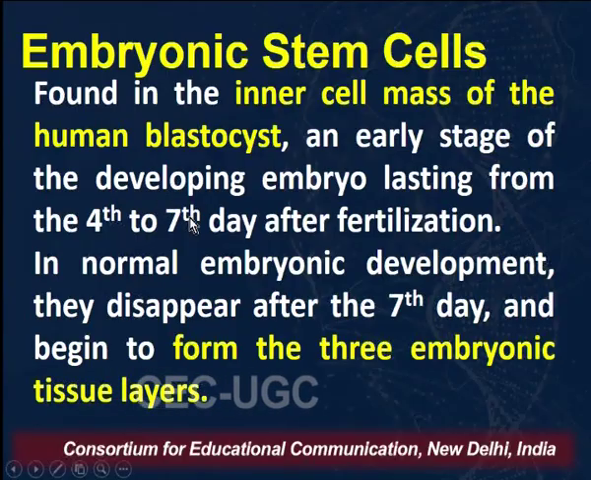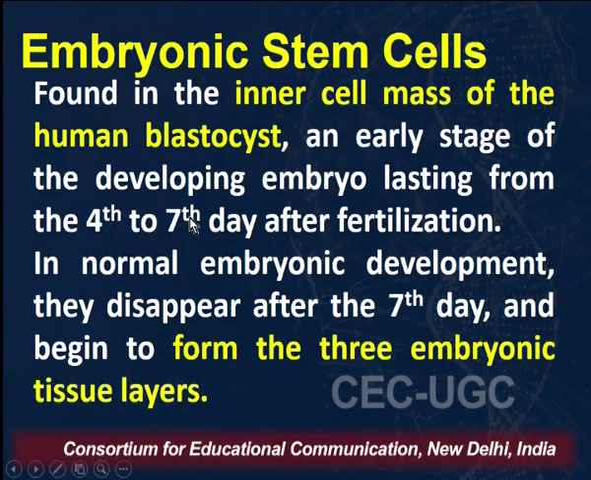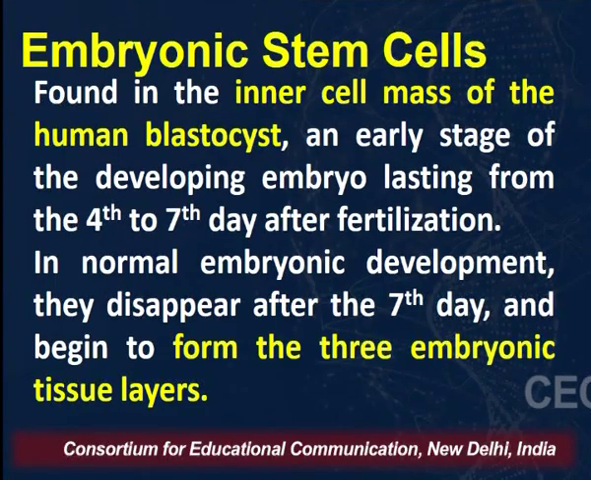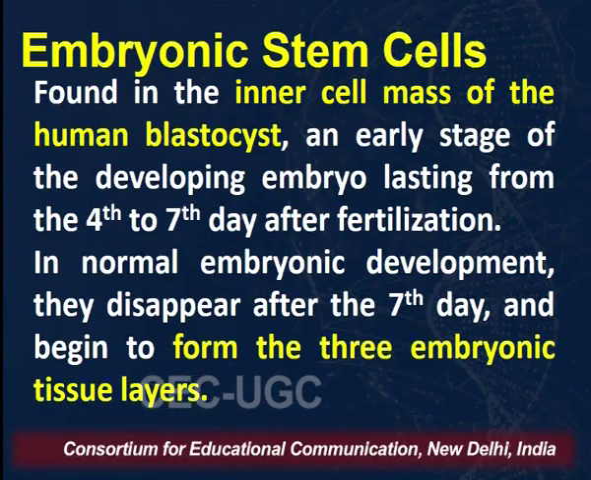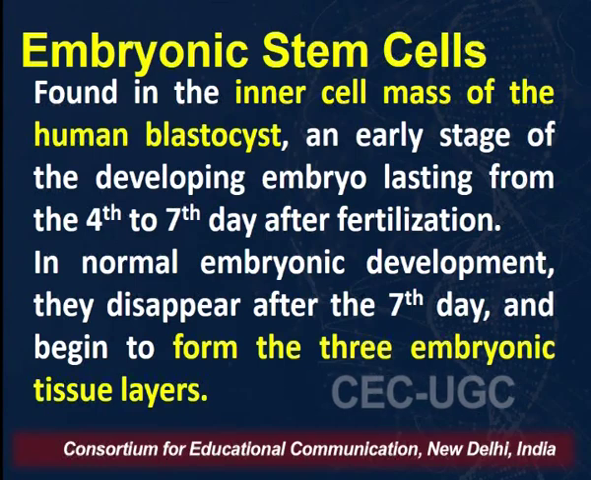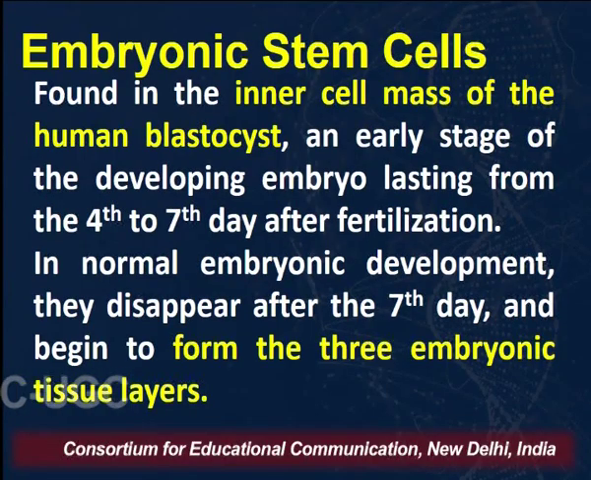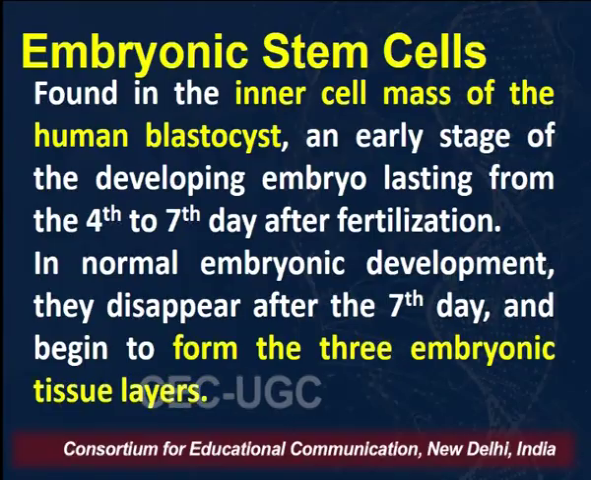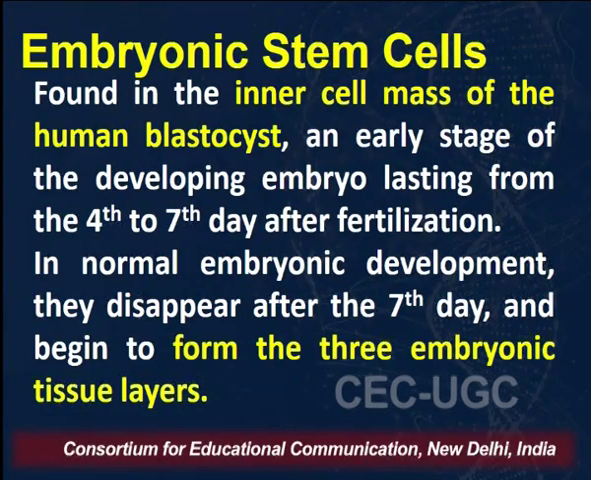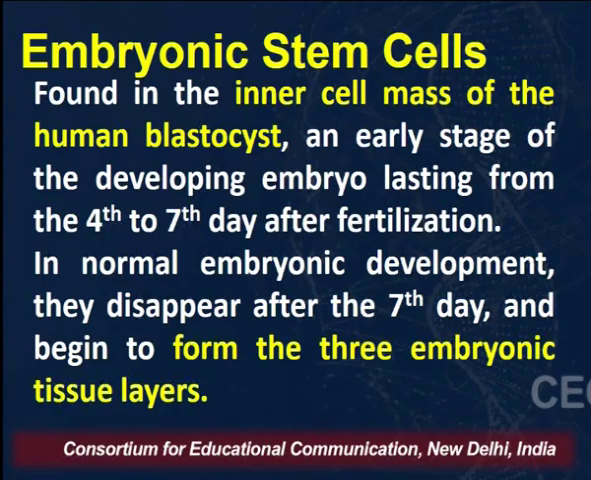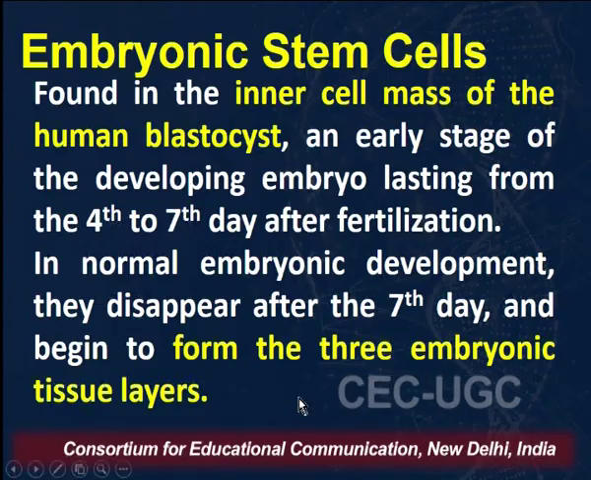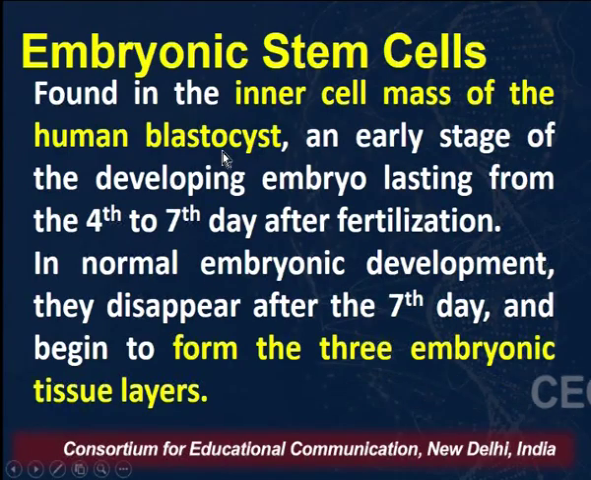Now, let us look at what embryonic stem cells are. Embryonic stem cells are found in the inner cell mass of the human blastocyst, an early stage of the developing embryo lasting from the 4th to 7th day after fertilization. When the sperm and egg fuse together, they form a zygote, and the process is termed fertilization. After fertilization, the human zygote undergoes cleavage, which is mitotic cell divisions, and then by the 4th to 7th day, it forms a human blastocyst.